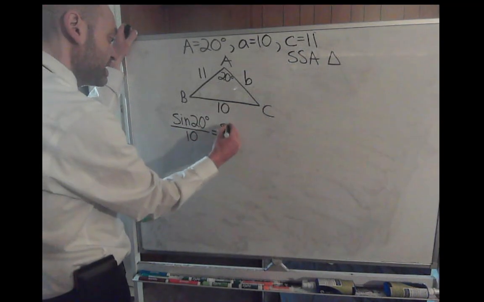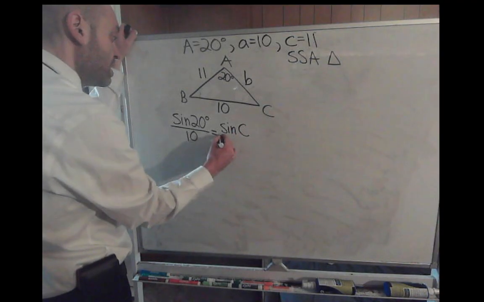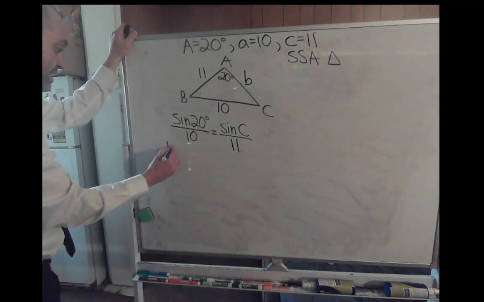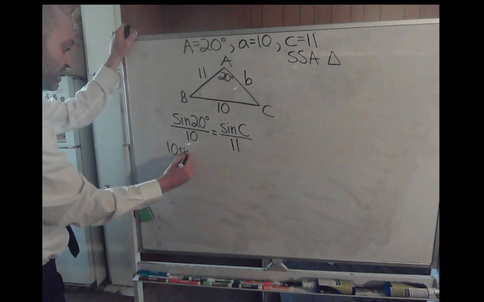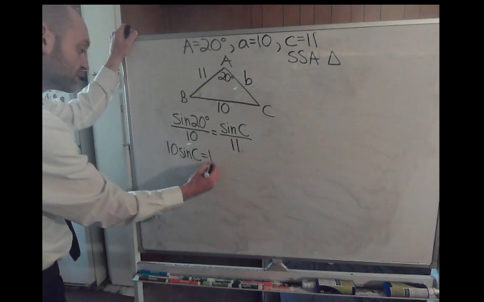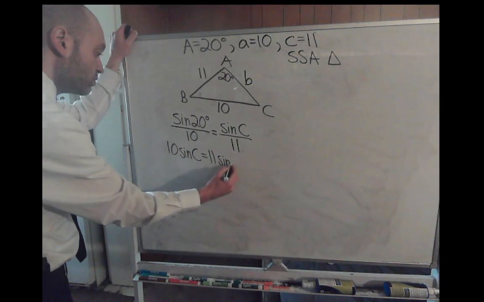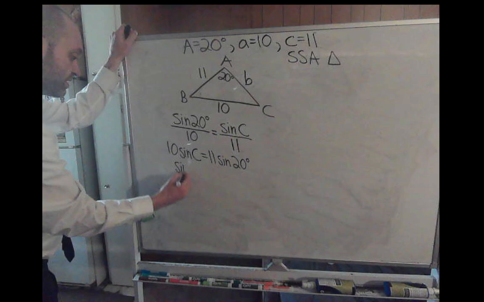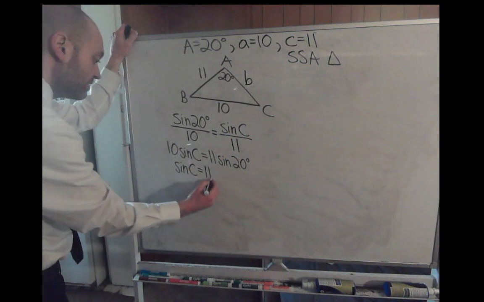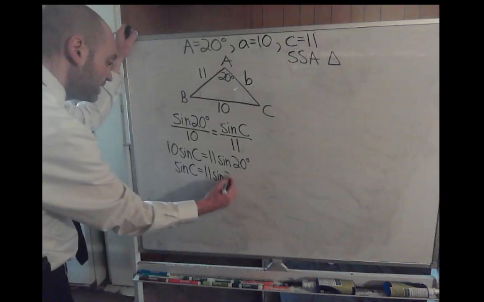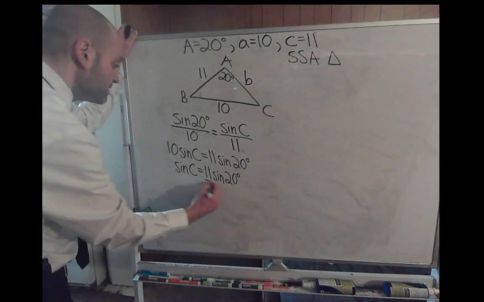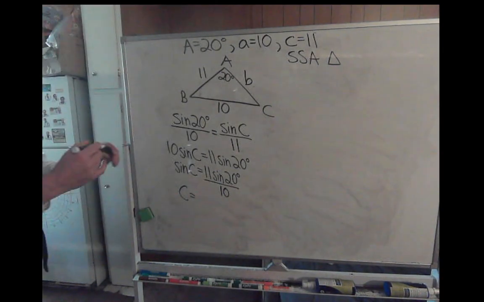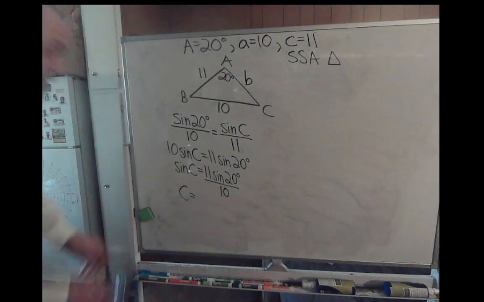This would be the sine of C all over 11. So that means 10 times the sine of C equals 11 times the sine of 20 degrees. So that means the sine of C is equal to 11 times the sine of 20 degrees divided by 10. So C would be the sine inverse of all that. So let's go ahead and figure out C.